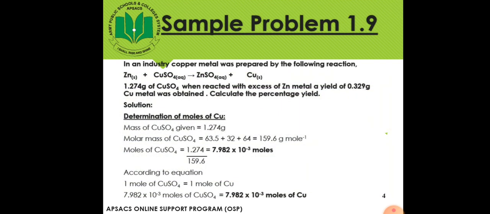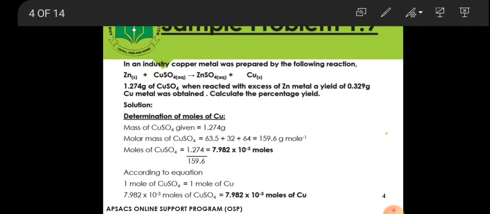Students, let's solve sample problem number 1.9. The question is, in an industry, copper metal was prepared by the following reaction. Zinc combines with copper sulfate to produce zinc sulfate and copper. 1.274 grams of copper sulfate when reacted with excess of zinc metal, a yield of 0.329 gram copper metal was obtained. How much copper metal is obtained?